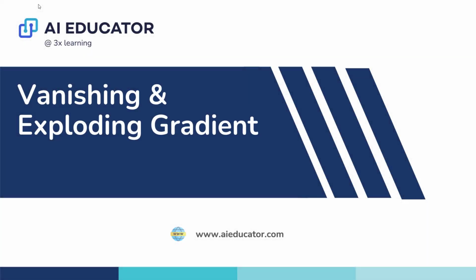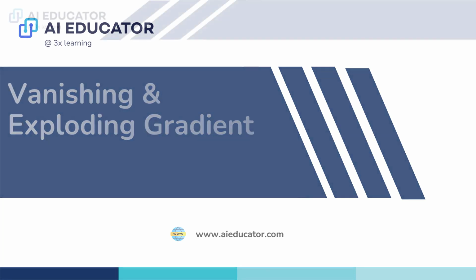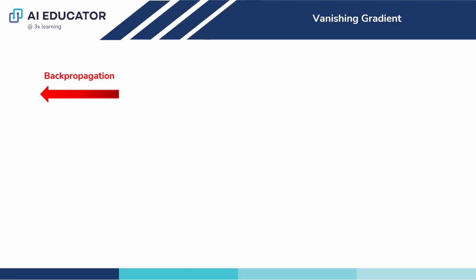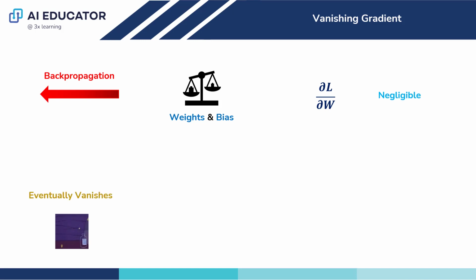In this video, let us learn about vanishing and exploding gradient. Vanishing gradient problem occurs in backpropagation while updating the weights, where the derivative ∂L/∂W becomes so negligible that eventually it will vanish, which leads to no update in the weights. No updates in the weights means no learning happening in the neural network. This problem is called vanishing gradient.